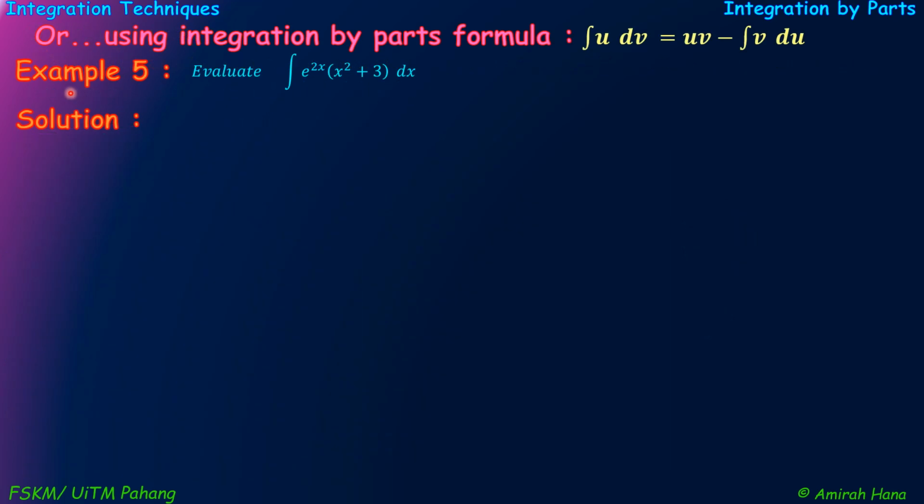Alright, now we look back at example 5. Evaluate the integration of e to x times x squared plus 3 dx, but this time we want to evaluate using the integration by parts formula, which is integration of u dv equals uv minus integration of v du. Remember, when we have a repeatable function, meaning an exponential or trigonometric function, under integration by parts we can use either tabular integral or the integration by parts formula, right? So in this slide, we will discuss this question using the integration by parts formula.